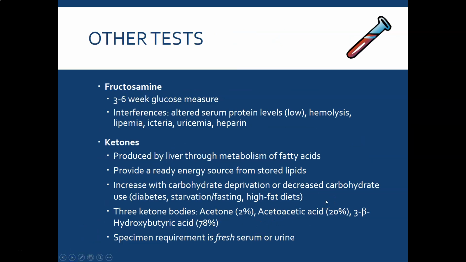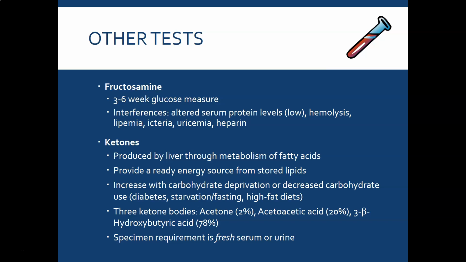There's the fructosamine test, not used widely, but it gives you a 3 to 6 week glucose measure, and it's subject to interference by low protein levels, hemolysis, lipemia, icteria, uremia, and heparin. Sometimes fructosamines can be used for people that are diabetic and also have a condition that affects the survival of hemoglobin.